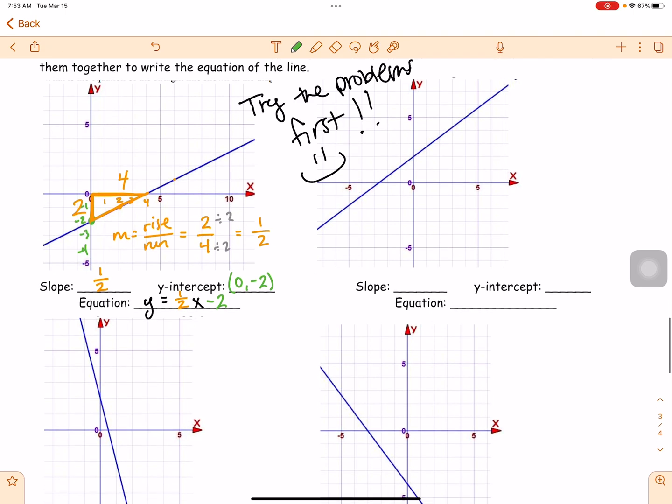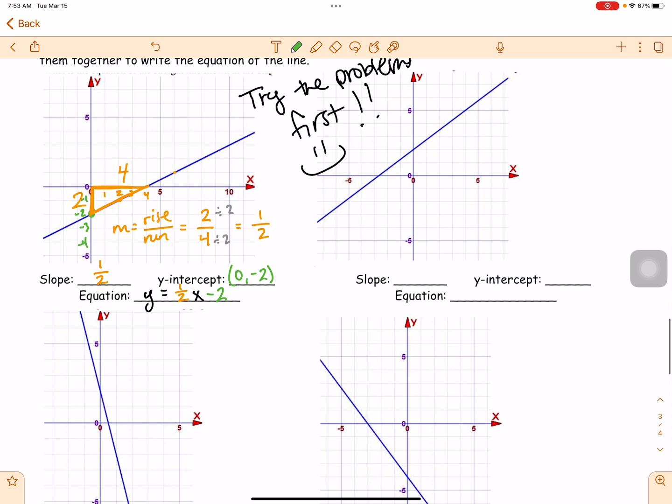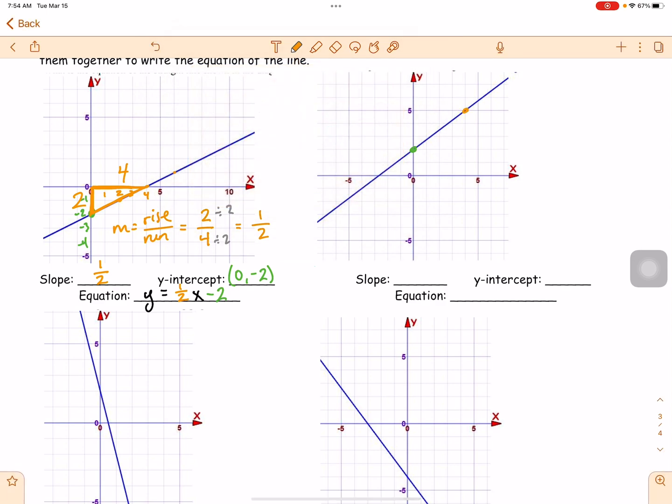Now I want you to do this one on your own. Okay, so do this one on your own. Since I just gave you a good example, I will just mark some points here for you that might be able to help you out. So some lattice points are here and here. Okay, so do on your own.